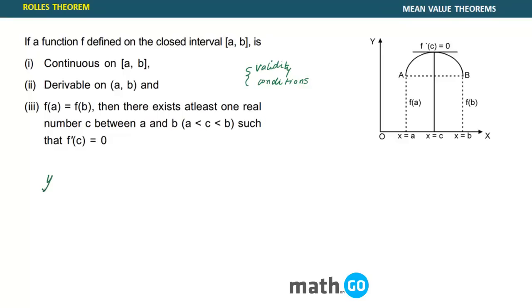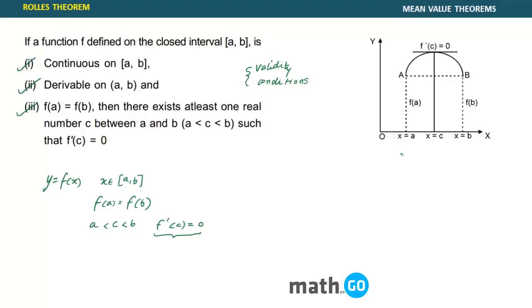So what is the condition? If you are given a function y equal to f(x), where x belongs to the closed interval [a, b], the first condition is that the function is continuous in [a, b]. It is derivable in the open interval (a, b), so here the boundary points have been left out. And this is the very special condition: if f(a) is equal to f(b), that is, the values at the boundary points are equal, then there will be a c which lies between a and b, such that the derivative at c gives you answer 0. This is the mathematical condition of Rolle's theorem.